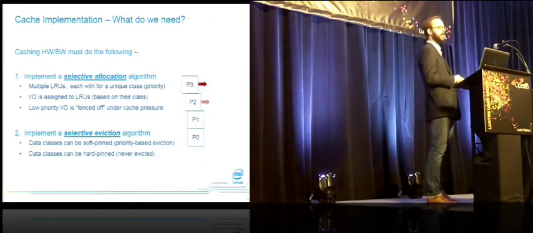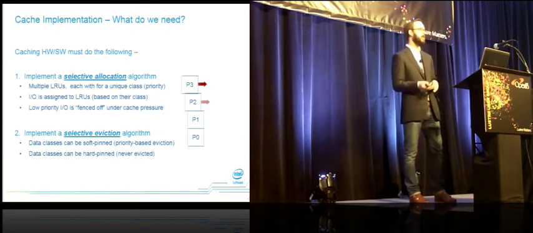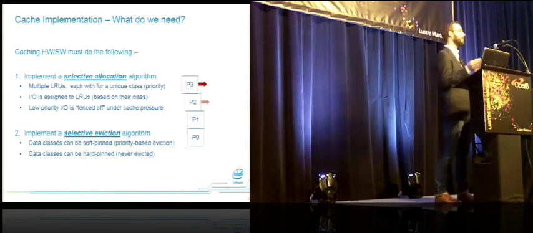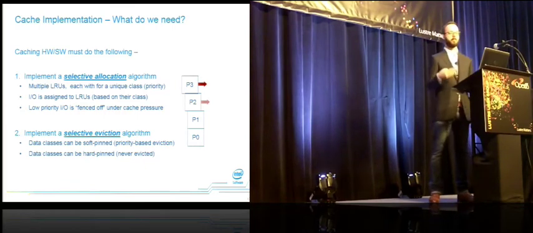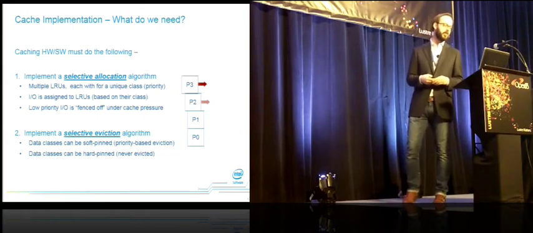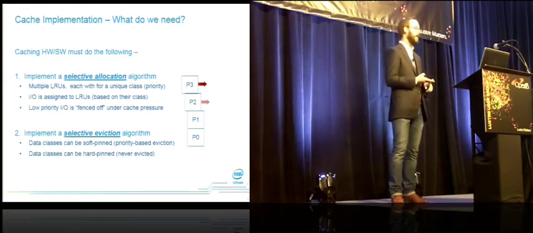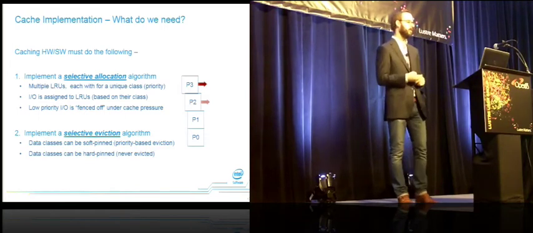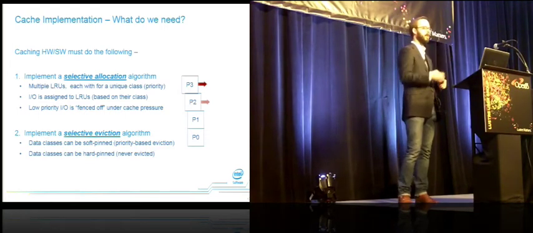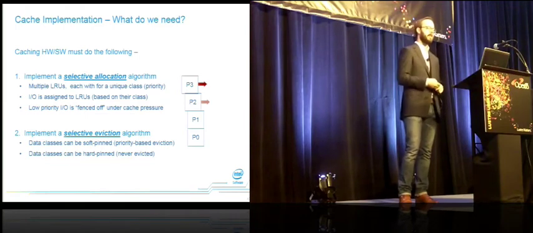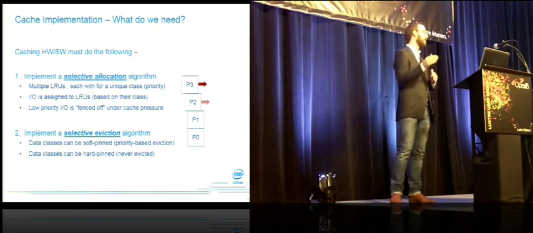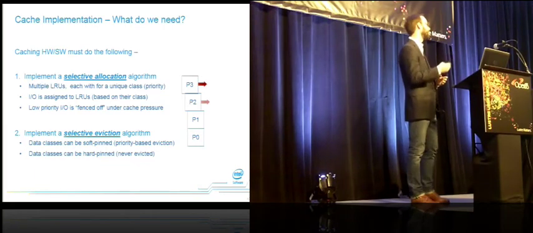The other component of this that we need is the cache implementation. So I talked about we can use different caches. We're not tied to a specific cache, but there's some things that you need to do in whatever cache you use to make it operate correctly with the hinting. The first thing is selective allocation, which essentially means we've created bucketed LRUs. So rather than using one large LRU, we create tiers, and then each one gets assigned a priority. So we have I/O assigned to different LRUs based on the class that we've assigned to them, and then they're fenced off from each other.